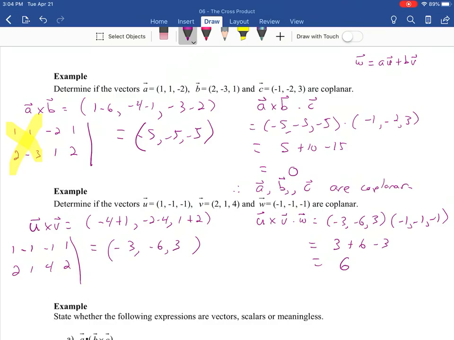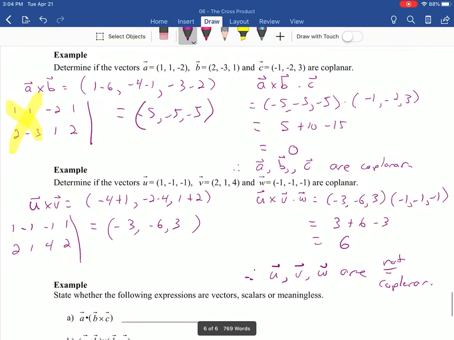What does that mean? All it means is that the vector w is not perpendicular to a vector that sticks right out of the uv plane. So it can't be in the plane. If it was in the plane, it would be perpendicular. Therefore, u, v, w are not coplanar. W isn't perfectly aligned with u and v in such a way that it's perpendicular to the u v cross product.